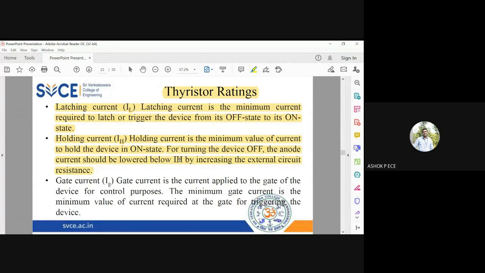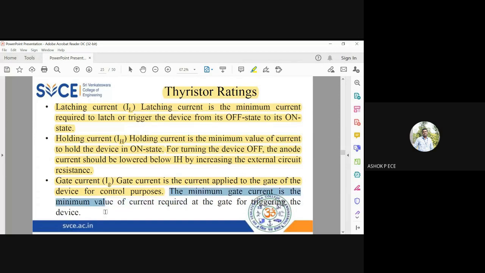How much ever negative input you give to the gate, it is not going to help you in turning off the device. So turning off the device completely lies with IH, or the holding current. And next one, IG, gate current. Gate current is the current applied to the gate of the device for controlling. So gate current will turn on your device. The gate can be used to turn on your device for a short duration. Minimum gate current is the minimum value of current required for triggering the device. Triggering means turning on the device.